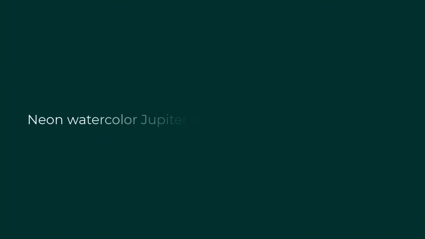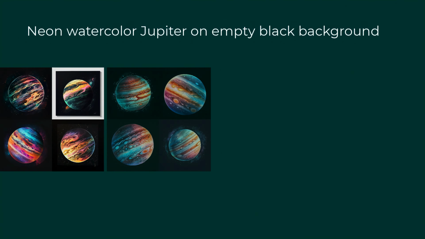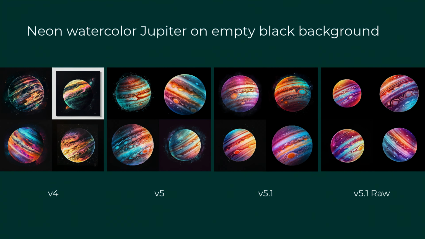The first simple prompt is Neon Watercolor Jupiter on empty black background. And here is what we get in all 4 versions. All these images are generated as the first prompt. I have not regenerated any image for the second time. I am comparing images based on the word opinionated and shorter text.